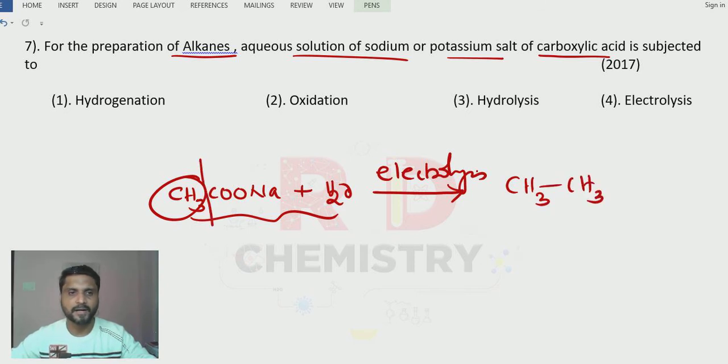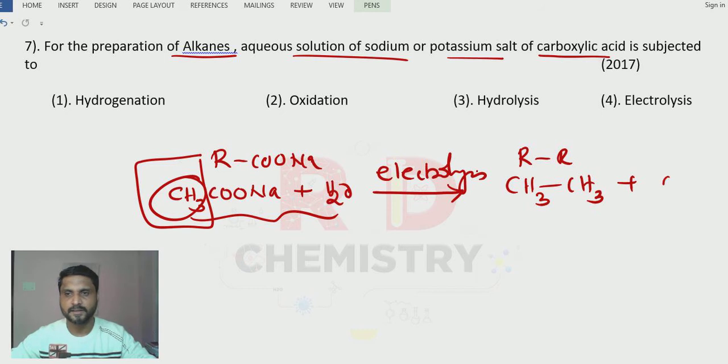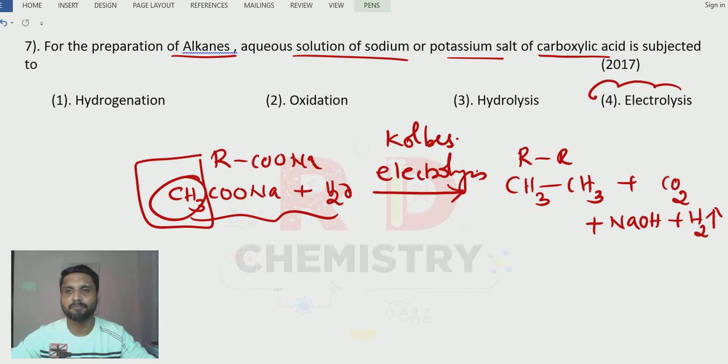The number of alkyl groups here, like RCOONa. If I take R, it will double up. Side products are carbon dioxide, sodium hydroxide, and hydrogen gas we are going to get. And this is called the Kolbe's electrolysis process. So therefore the answer is option number 4 here.